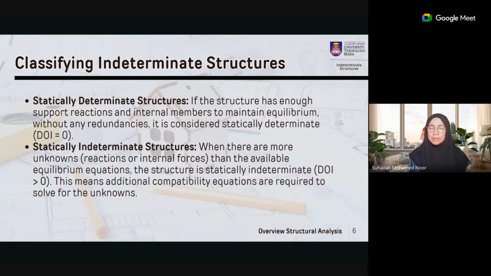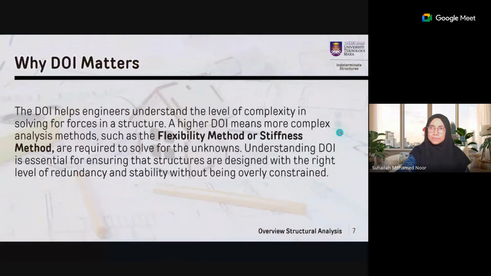We must retain at least a determinate structure. But to have more strength, we have an indeterminate structure. Okay, for an indeterminate structure, the DOI is more than 0. Why is DOI important? Because it reflects the complexity of the structure, of course. So understanding DOI is very important.